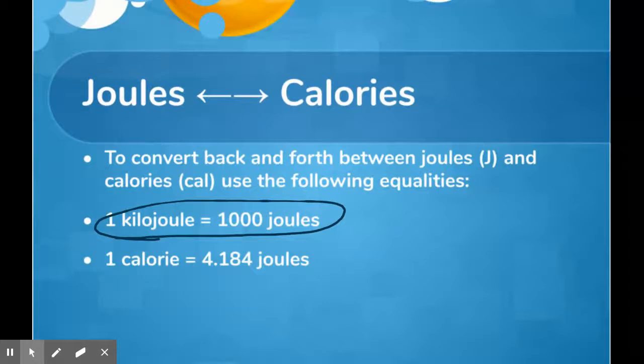I will not give you this equality. I will, however, give you this equality that 1 calorie is equal to 4.184 joules. So you will always have that equality on your quiz or your test.